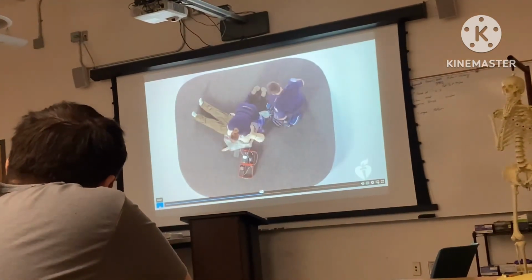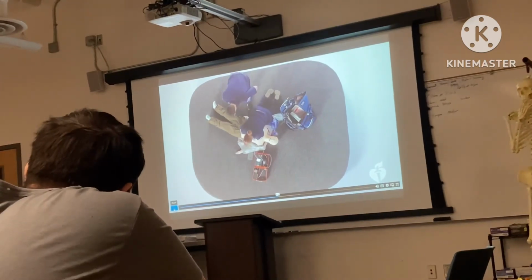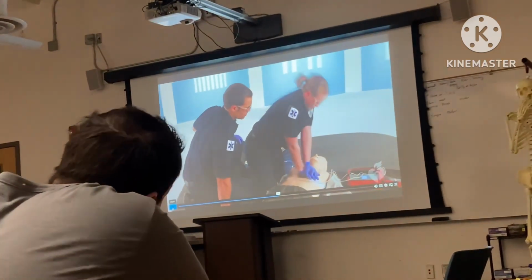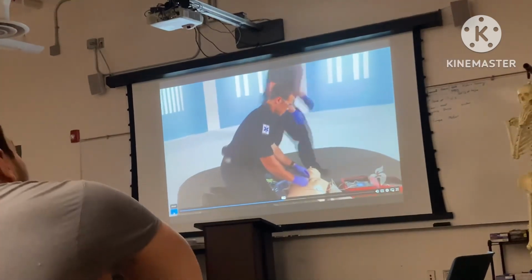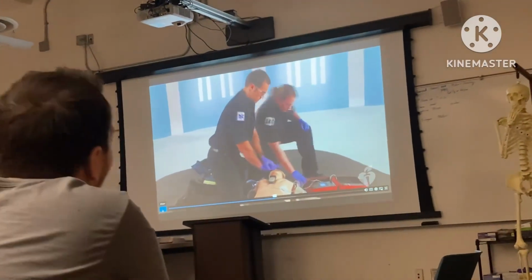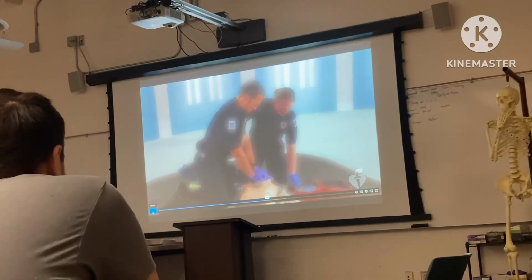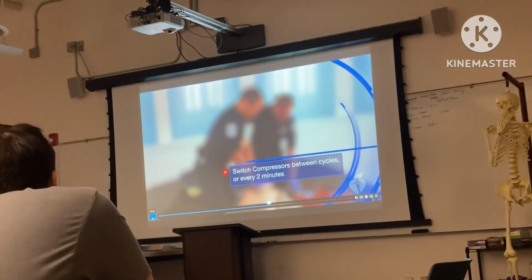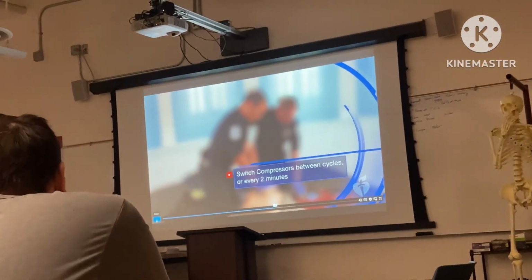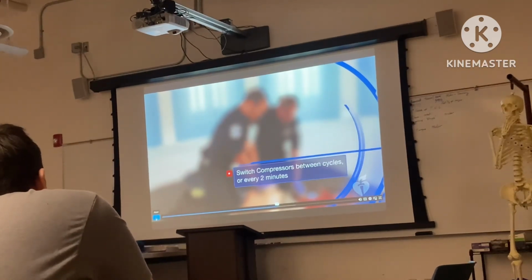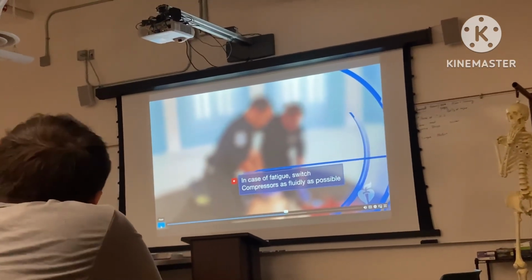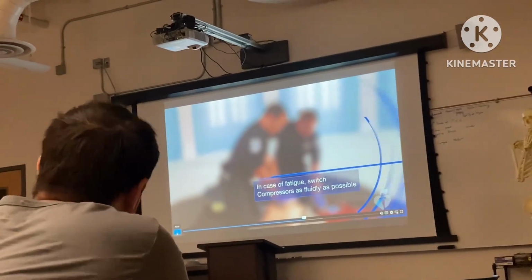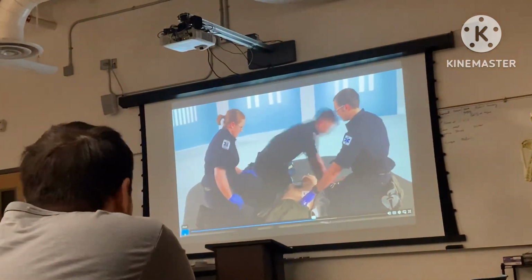Switch compressors with the second compressor coming in from behind the first. This allows the second compressor to have the same view of the team, and in particular, of the AED or defibrillator. For seamless transitions, switching between cycles every 2 minutes is best. However, if a compressor needs to switch because of fatigue, coordinate the switch to happen as fluidly as possible, such as while delivering breaths. Stop CPR, switch.